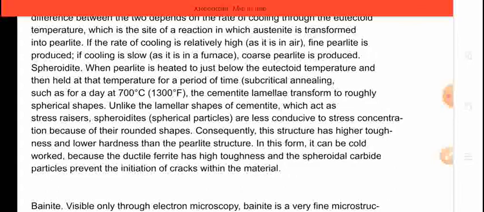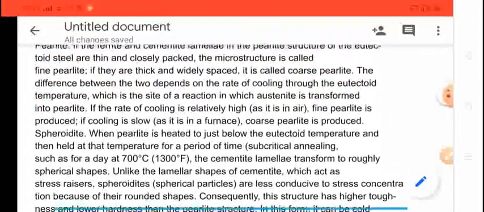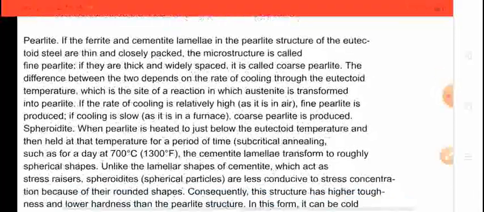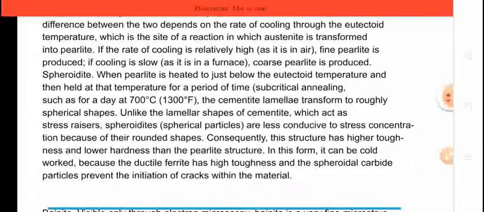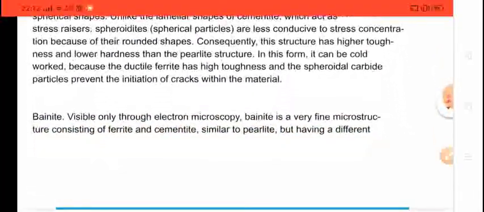Consequently, this structure has higher toughness and lower hardness than the pearlite structure. In this form, it can be cold worked because the ductile ferrite has high toughness and the spheroidal carbide particles prevent the initiation of cracks within the material. So this is the full explanation of pearlite. You can also write this by taking a screenshot in your examinations.